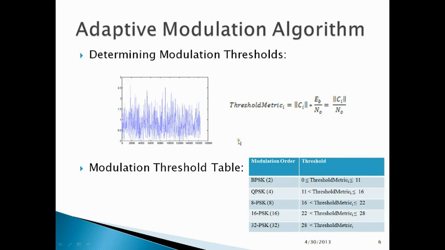So now let's talk about the adaptive modulation algorithm. This is really the key to this project and distinguishing it from just an OFDM analysis. What the adaptive modulation algorithm tries to do is reduce the effects of a frequency selective fading channel.